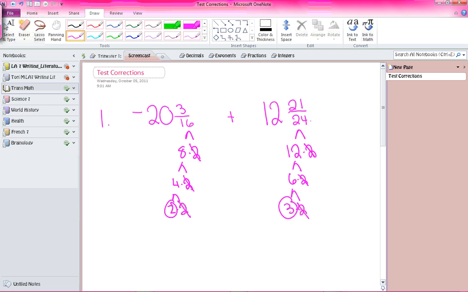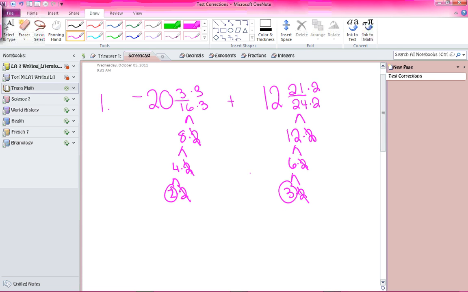So for 24, I'm going to multiply that by 2, and I'm also going to multiply the numerator, 21, by 2. And over here, I'm going to multiply 16 by 3, and the numerator, 3, also by 3. Now that I've done this, I'm going to end up with negative 20 and 9 over 48, plus positive 12 and 42 over 48.